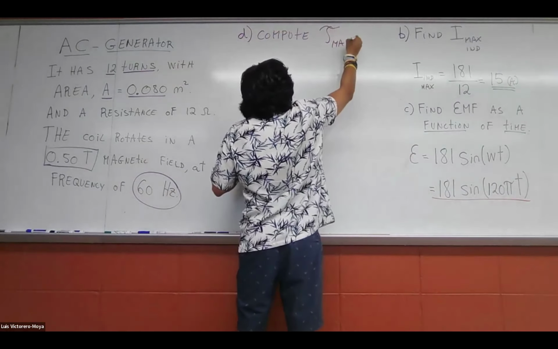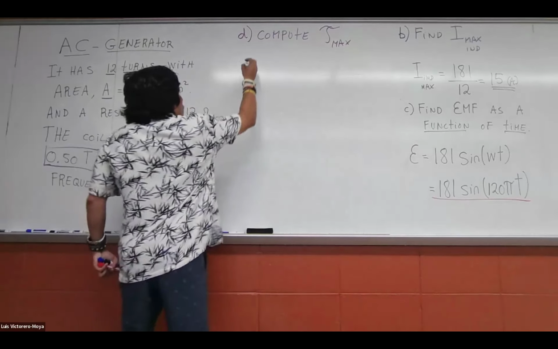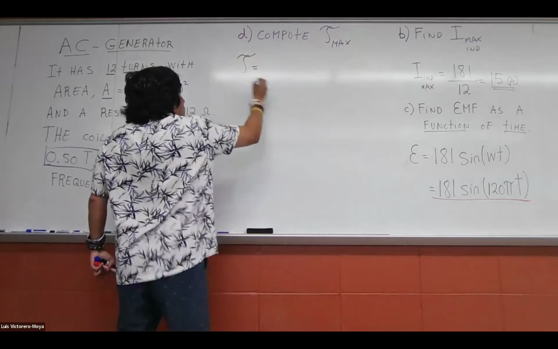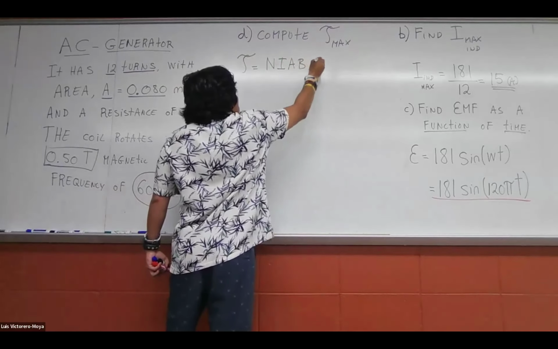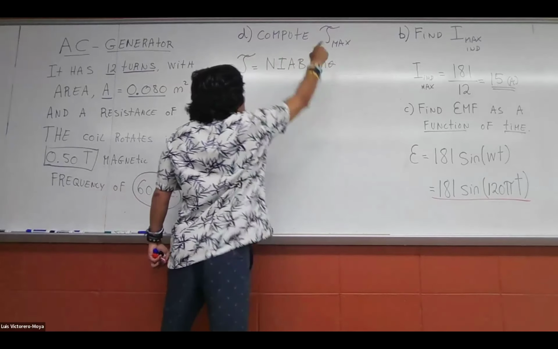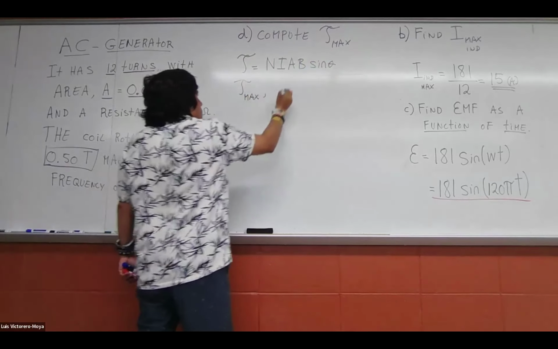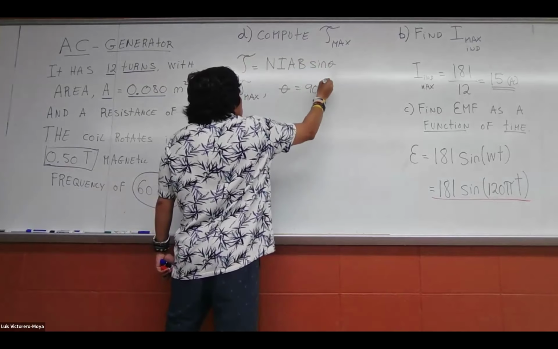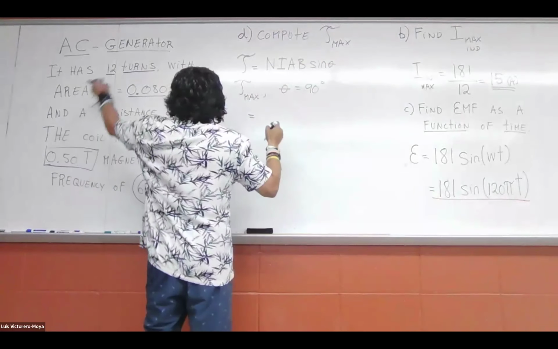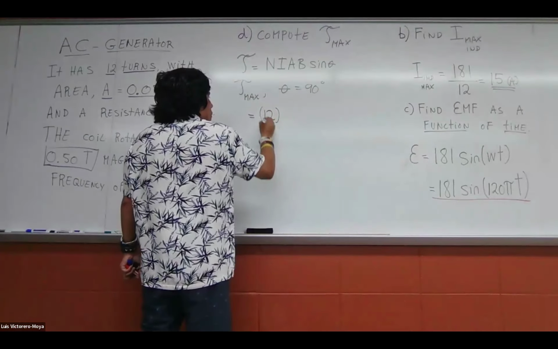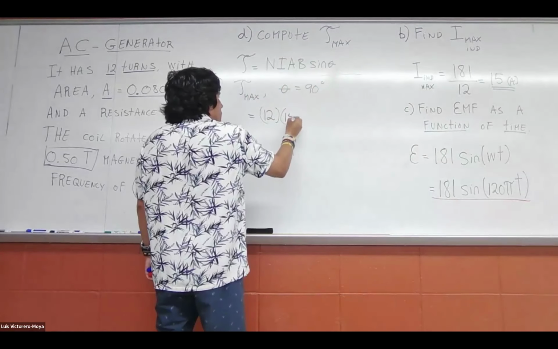Torque max. Let's not forget the equation for torque. Magnetic torque is NIAB sine theta. The maximum torque will be when theta is 90 degrees. So N is 12. We need the maximum current, 15 amperes.